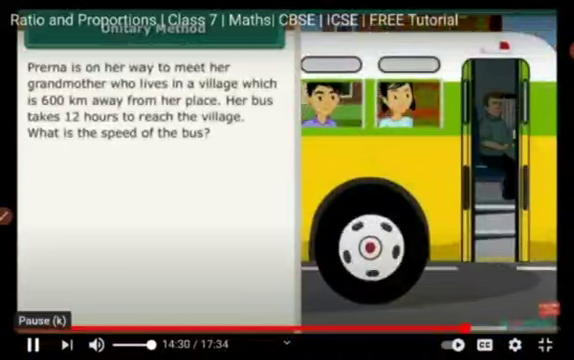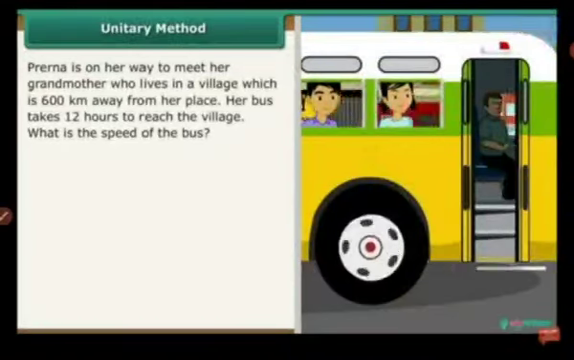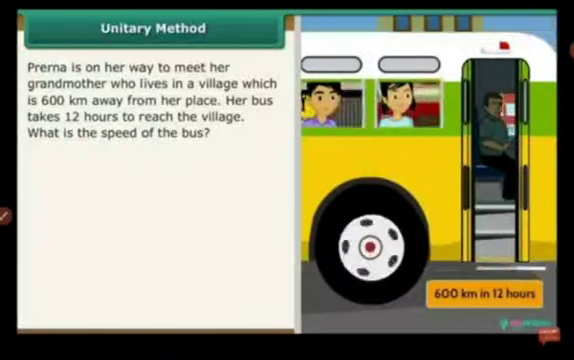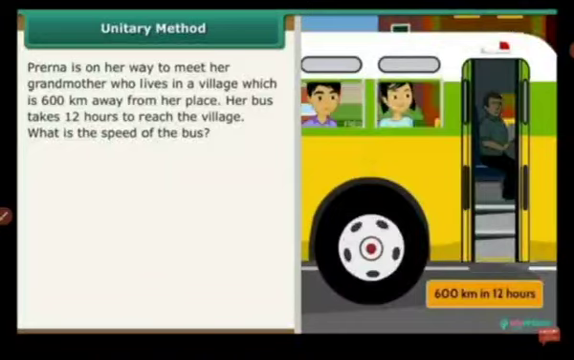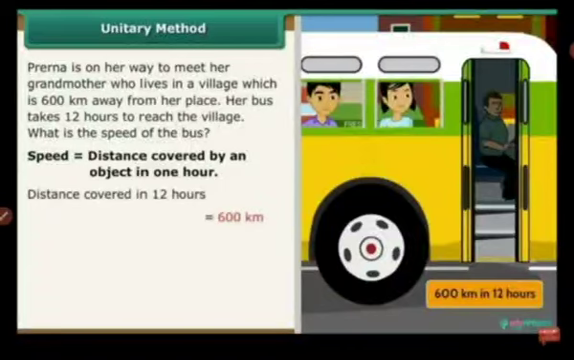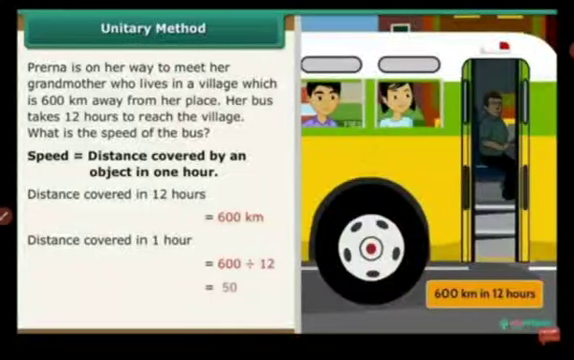Prerna is on her way to meet her grandmother who lives in a village which is 600 km away from her place. Her bus takes 12 hours to reach the village. What is the speed of the bus? Speed is distance covered by an object in 1 hour. Distance covered in 12 hours is equal to 600 km. Distance covered in 1 hour is equal to 600 divided by 12, which is equal to 50. Therefore, the speed of the bus is 50 km per hour.